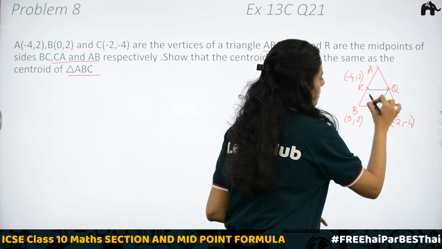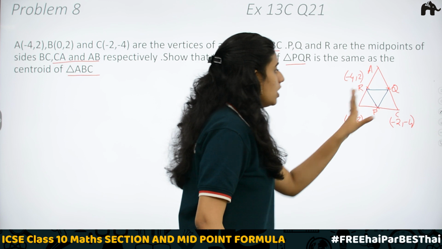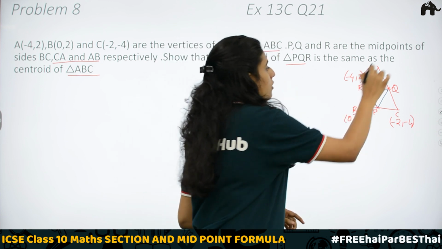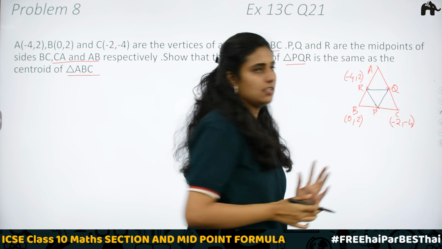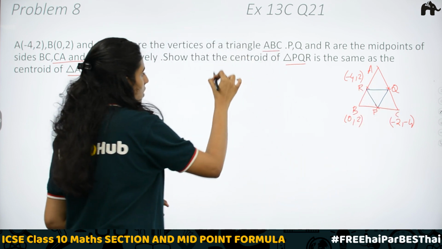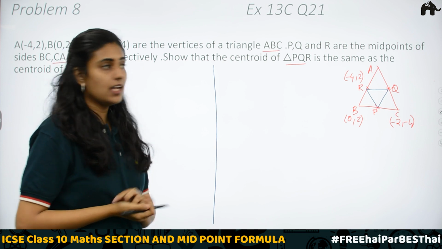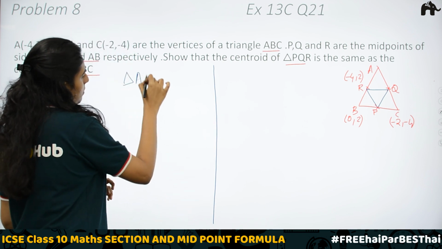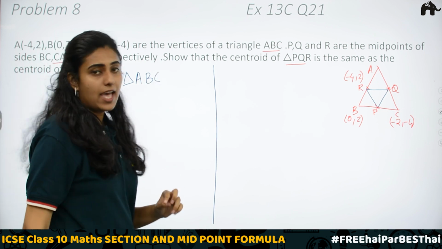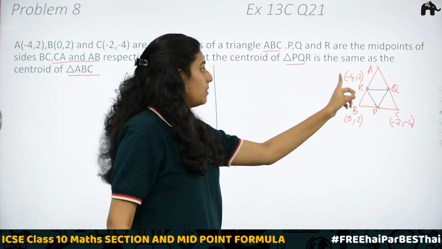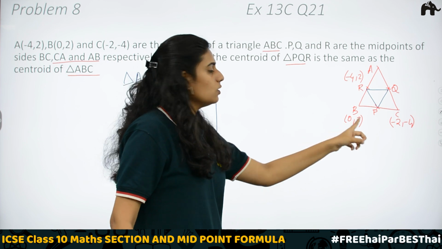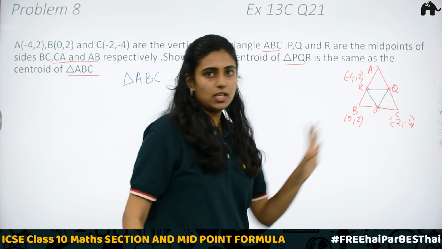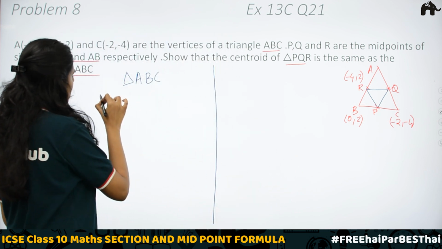This is triangle PQR. The centroid of triangle PQR is the same as the centroid of the bigger triangle ABC. First, we can find the centroid of triangle ABC. For triangle ABC, we have x1, y1 = (-4, 2), x2, y2 = (0, 2) and x3, y3 = (-2, -4). How to find the centroid?